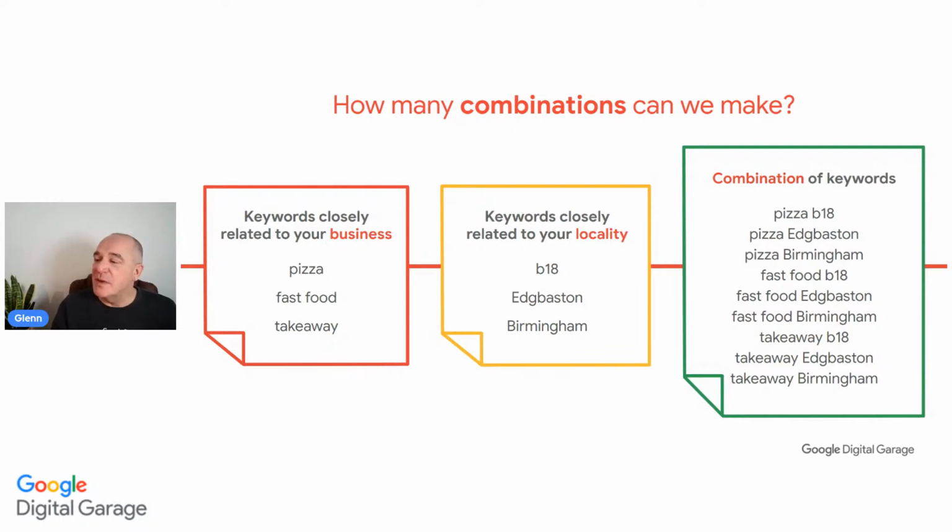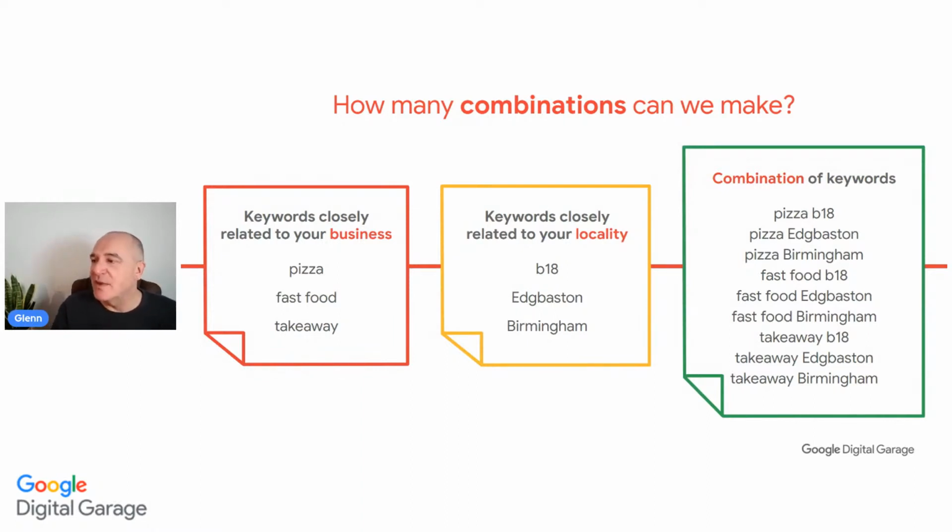Now, because we've identified that Paulie's Pizzeria is quite a local business, then we are able to look at keywords related to the locality. So that is, I think, quite clearly going to be Edgbaston and Birmingham, and that B18, which is a postcode, the area, the little district that he's in.